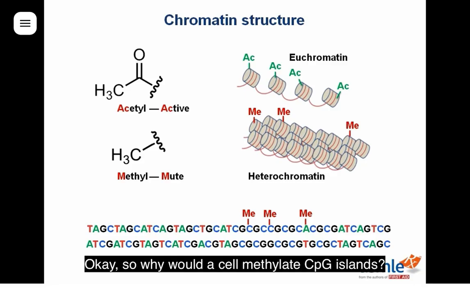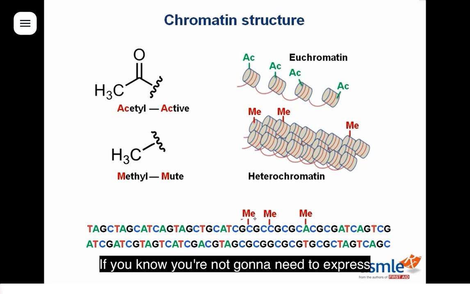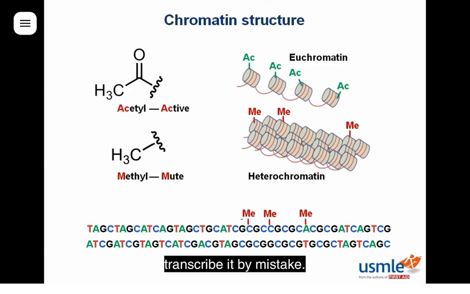Okay, so why would a cell methylate CpG islands? This is just another way that cells can repress transcription. If you know you're not going to need to express a gene for a while, or maybe even ever again for this specific cell, methylating a CpG island and its promoter is a good way to make sure you don't transcribe it by mistake.